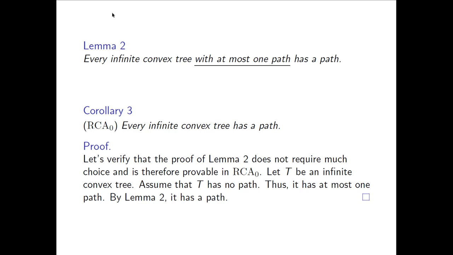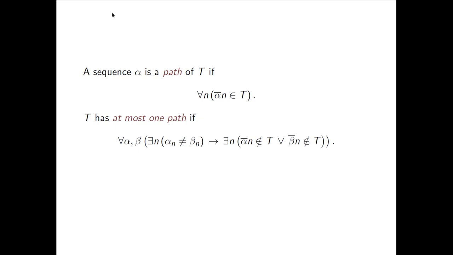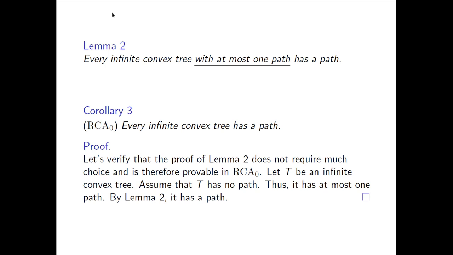Here, Lemma 2, which says every infinite convex tree with at most one path has a path. We must say what is at most one path. Okay, what is a path? Clear? If it is in T. And at most one path is understood the following way: you have two infinite sequences, they differ explicitly, they are apart. Then also explicitly one is not in the tree. So every infinite convex tree with at most one path has a path.